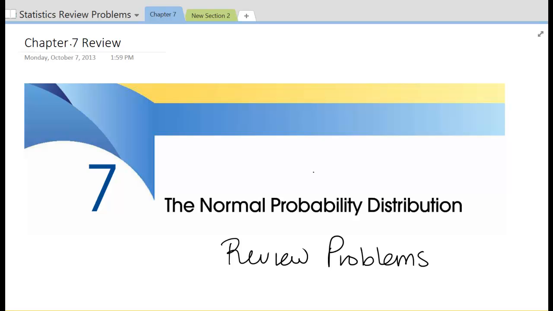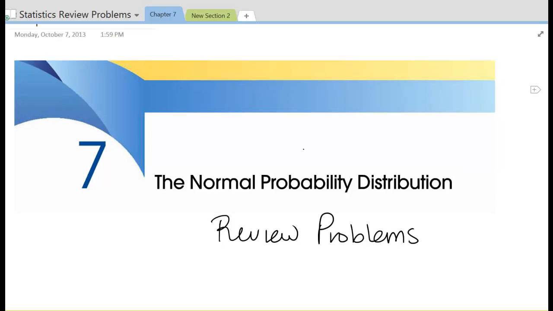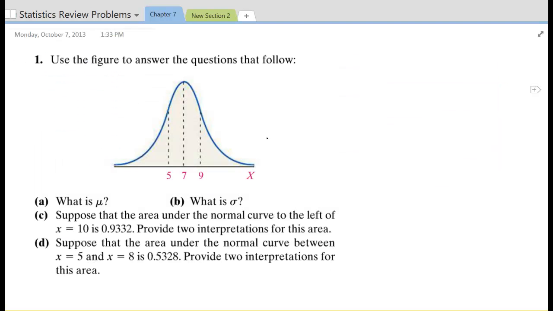All right, Chapter 7, Review Problems, the Normal Probability Distribution. Problem number 1, use the figure to answer the questions that follow. Part A, what is mu? Now mu is the population mean, and in the normal distribution it occurs at the highest peak. So this is happening at the value 7.